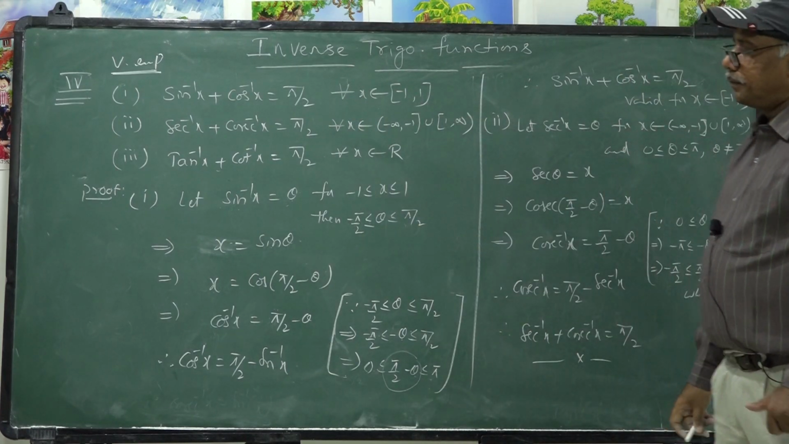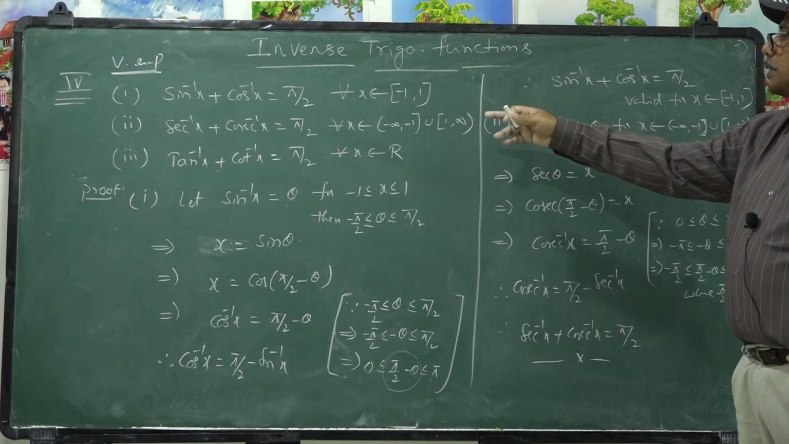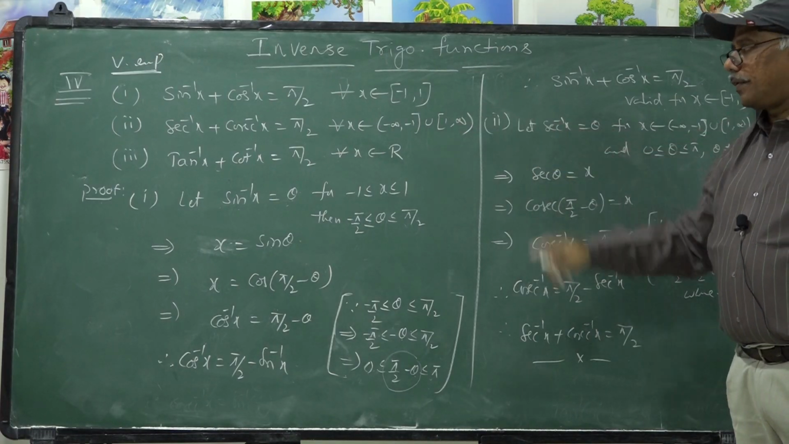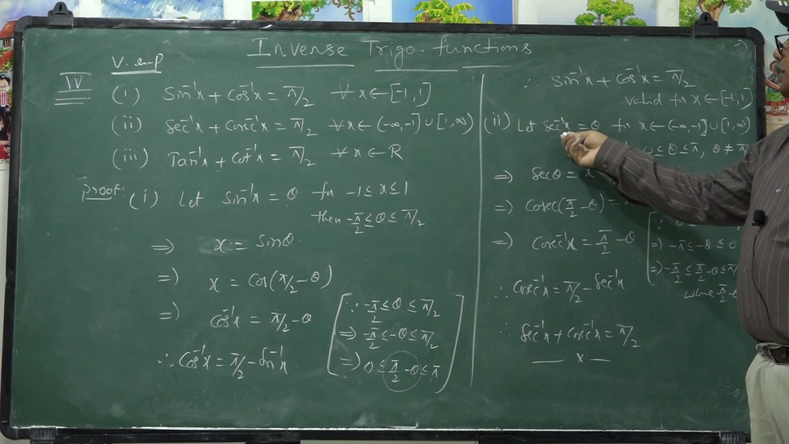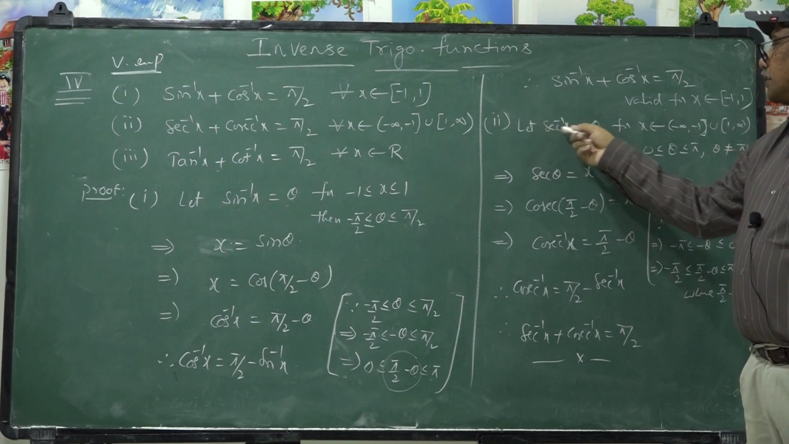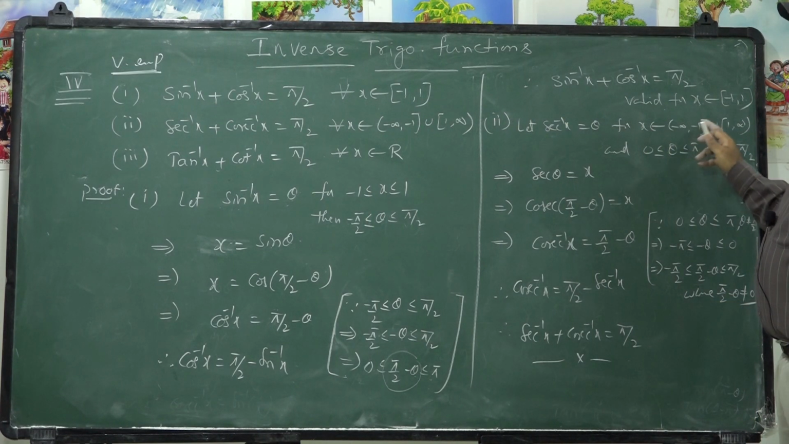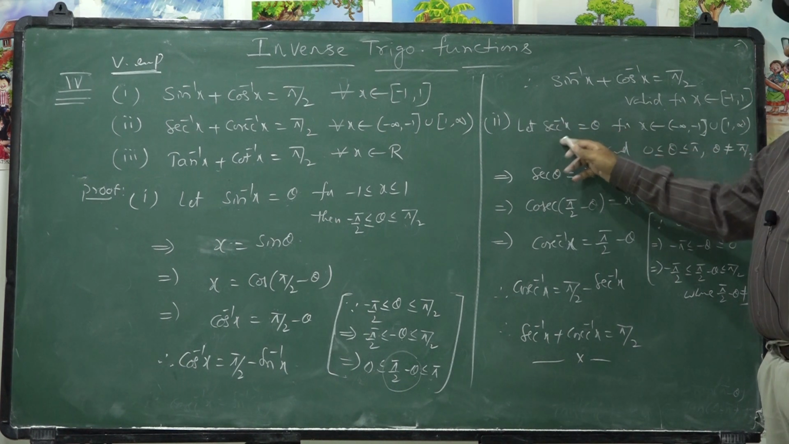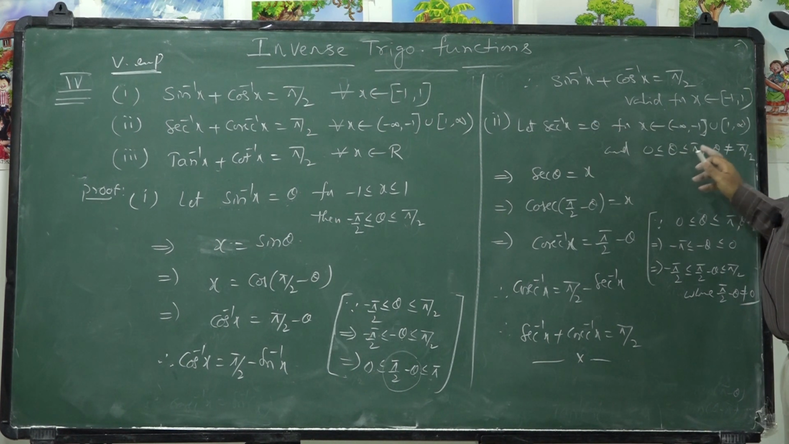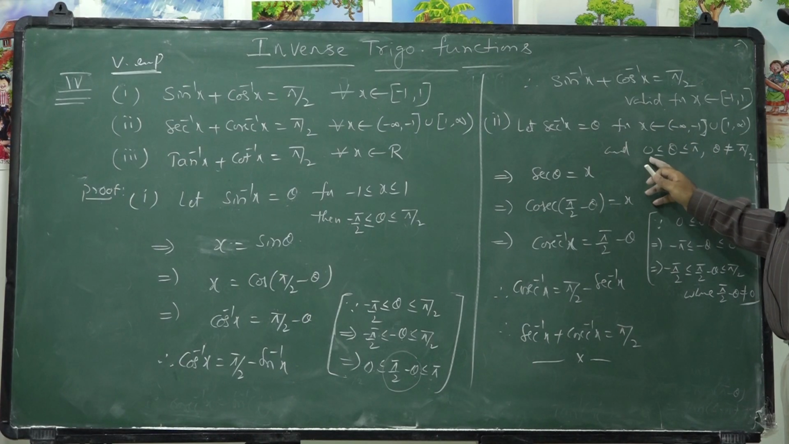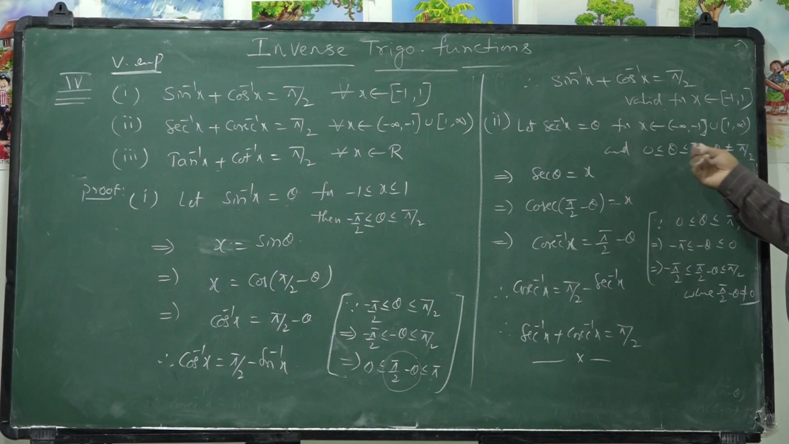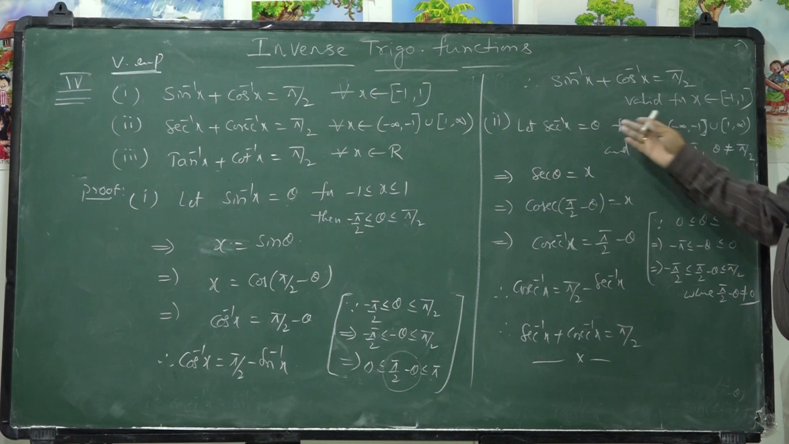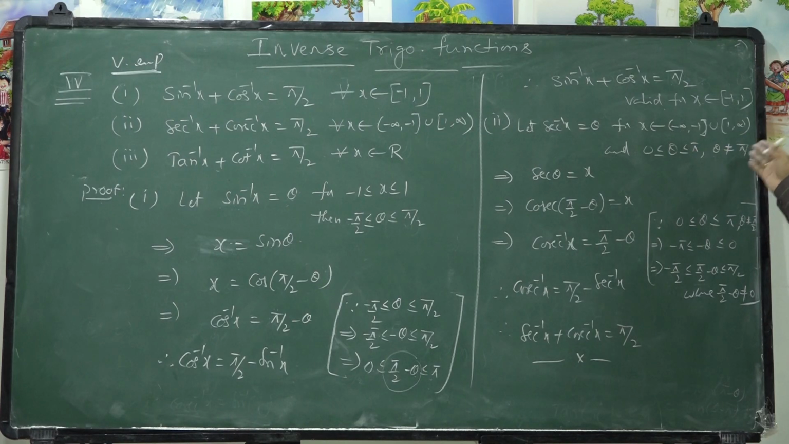Now coming to the second one, secant inverse x plus cosec inverse x equal to pi by 2 whenever x does not lie between minus 1 and 1. Coming to the proof of this relation, let secant inverse x equal to theta. Here x does not lie between minus 1 and 1 and secant inverse x lies in 0 to pi. So theta lies between 0 to pi, where theta not equal to pi by 2. Since secant inverse x is defined in such a way, based on the domain and range of the inverse function, it is clear that theta lies between 0 and pi, where theta not equal to pi by 2.